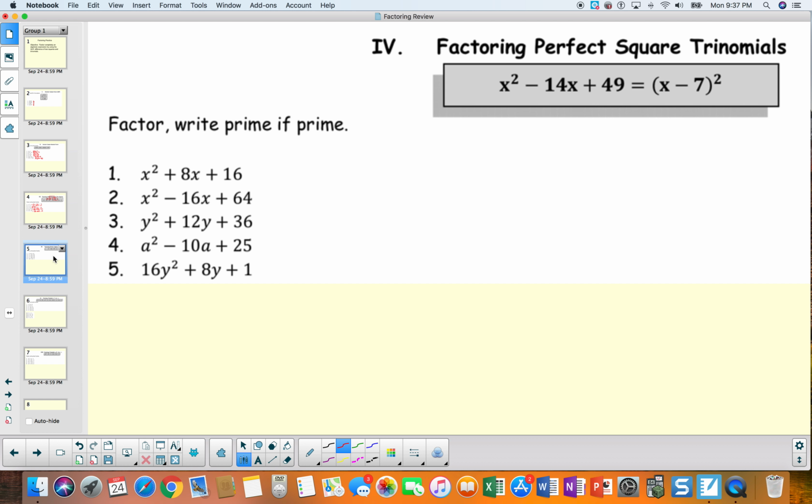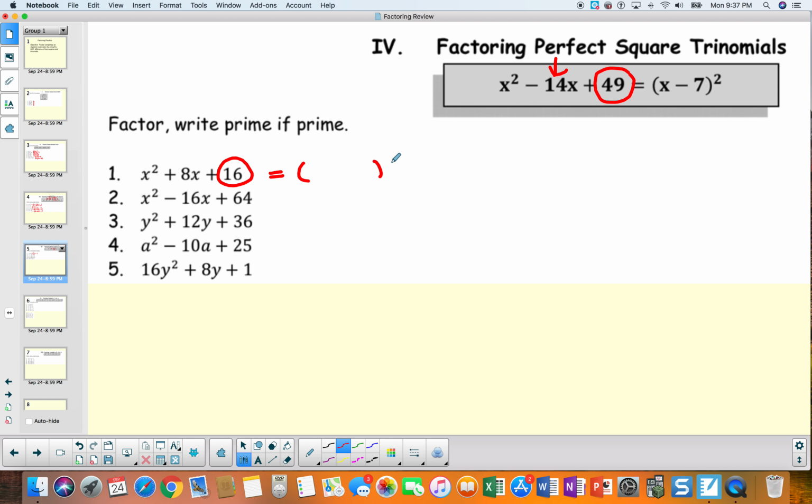All right, let's take a look at factoring perfect square trinomials. And what's happening is you're going to have a perfect square here, and the square root of that is 7, and you'll always know that this is double the square root. And so this is a perfect square right here.